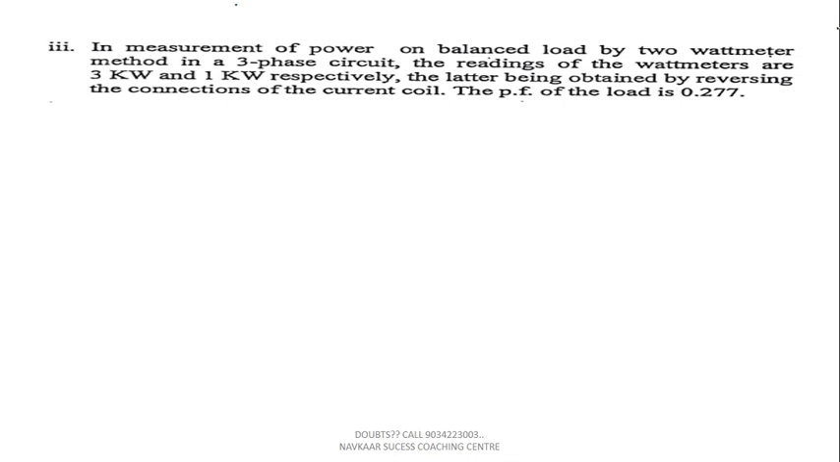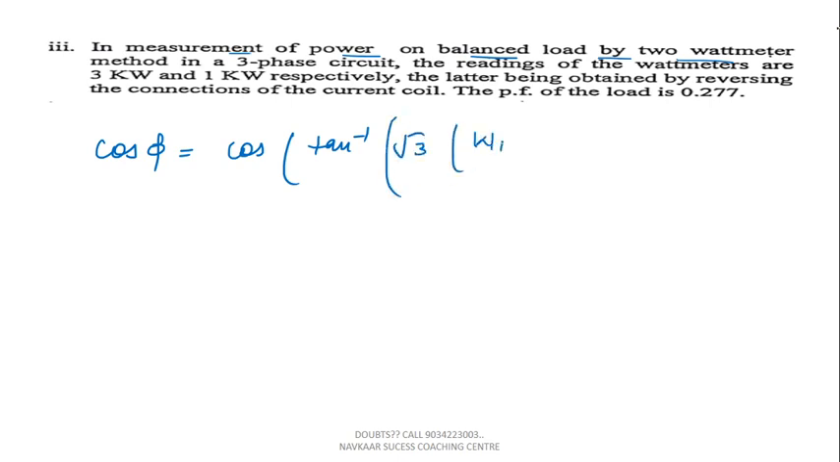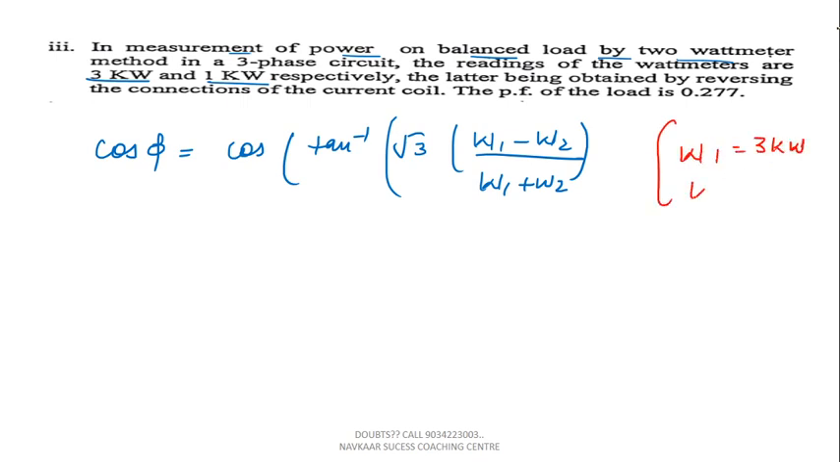In the next question, what they have said is: in measurement of power on a balanced load by the 2 wattmeter method. Okay, they have given the 2 wattmeter method. The formula related to this is cos phi equal to cos of tan inverse root 3 (W1 minus W2) divided by (W1 plus W2). They have said the readings of the wattmeters are 3 kilowatt and 1 kilowatt respectively. Readings of the wattmeters means W1 is 3 kilowatt, and W2 is 1 kilowatt.